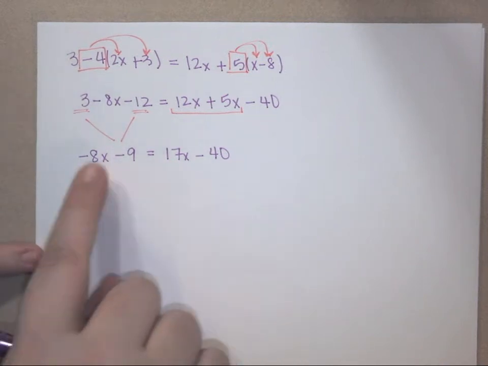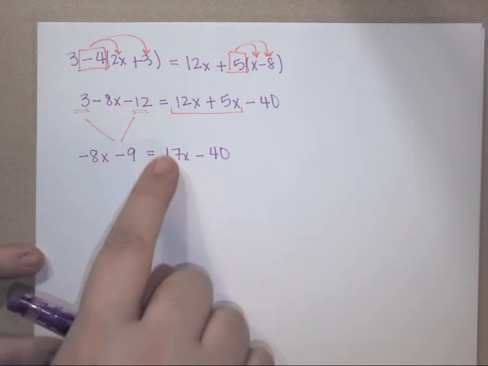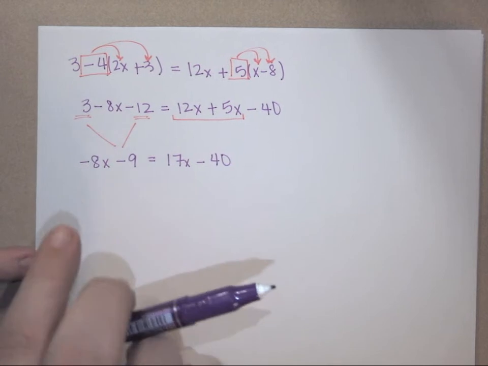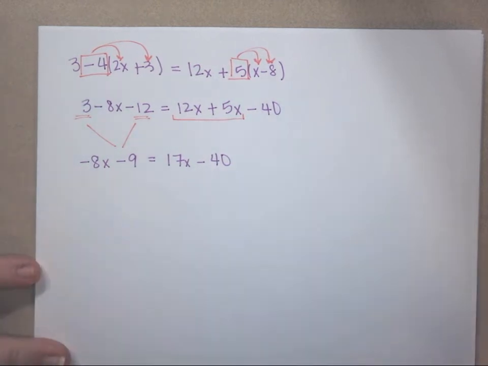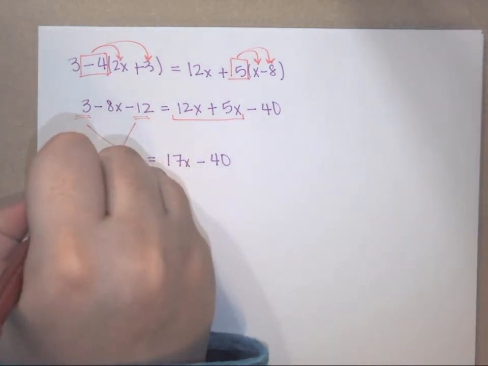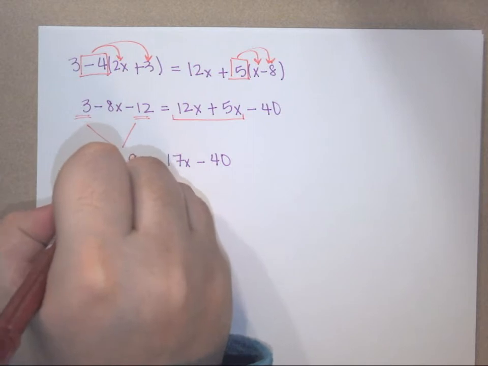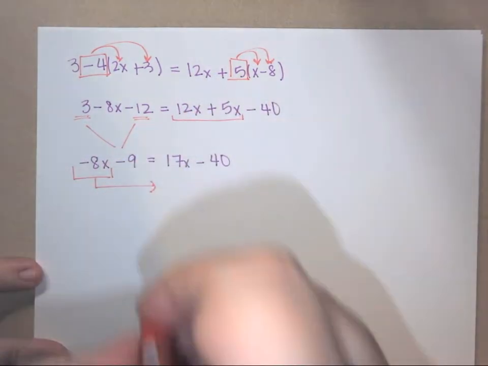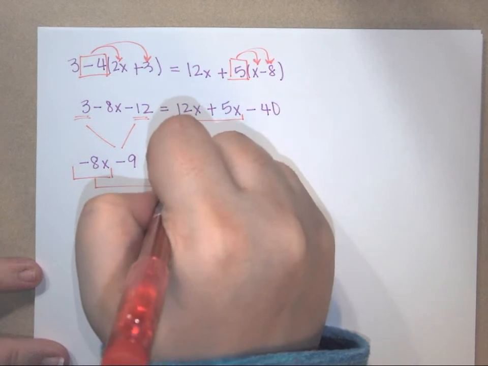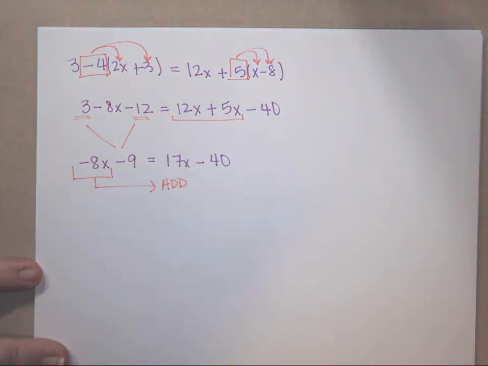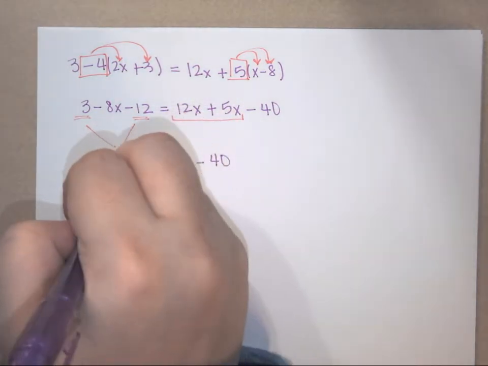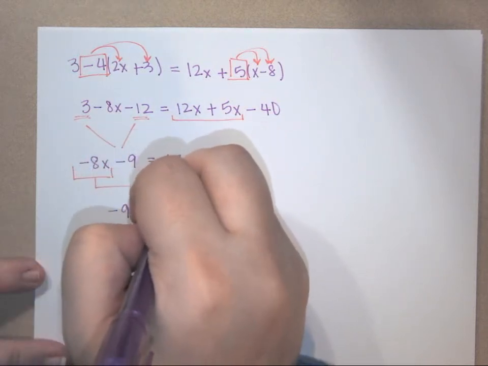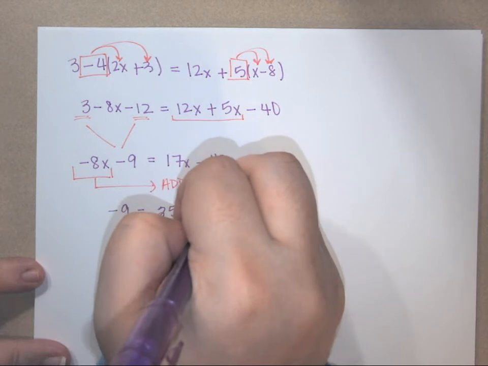My 17 is a much bigger number, but my 8x is negative. So I'm going to take this 8x and move it to the other side of my equation. Since it's negative, to move it I have to add. So I'm going to add 8x to both sides. This is negative 9 is equal to 25x minus 40.